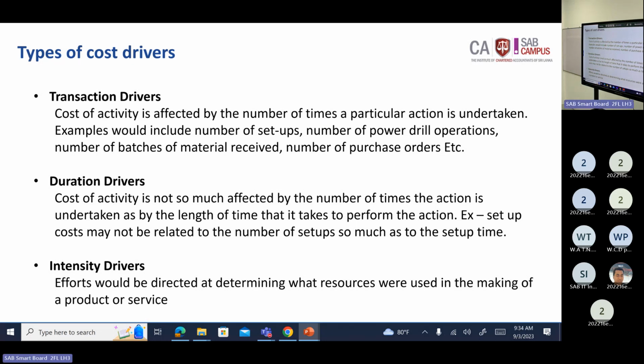Intensity drivers: the effort would be directed by determining what resources were used in making the product or service.